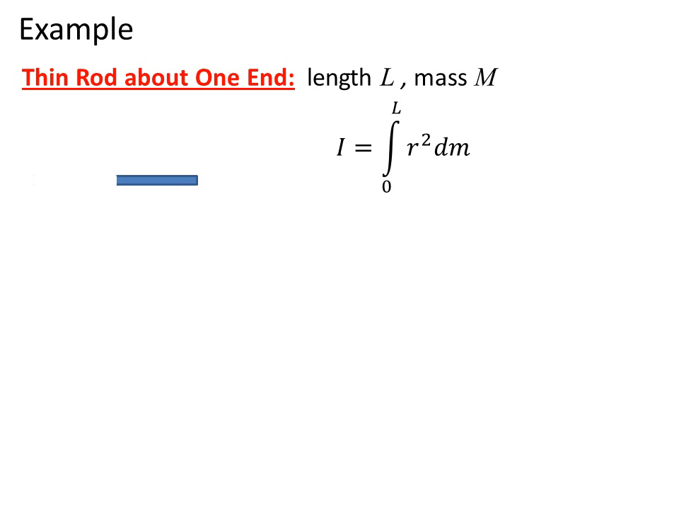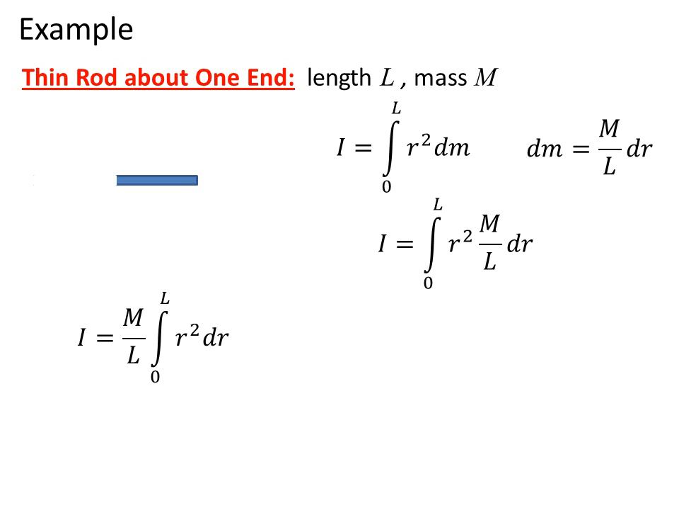This is a one-dimensional problem because it's a thin rod, so we just have to figure out what dm is in terms of the variable r, which goes along the length of the rod. Well, dm is just equal to the mass divided by the total length times dr, a small piece of that distance along the rod. So then we can do an integral from 0 to L of r squared times M over L dr. And we rearrange a little bit, and I is then equal to M over L times the integral from 0 to L of r squared dr.